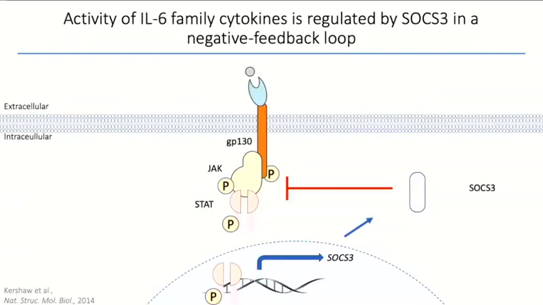IL-6 family cytokines signal via a cytokine-specific alpha chain and the common GP130 protein. Similarly to interferon signaling, this leads to phosphorylation of JAKs and STATs. A consequence of this signaling is upregulation of the protein SOCS3, which then acts to restrain further cytokine signaling in a classic negative feedback loop.